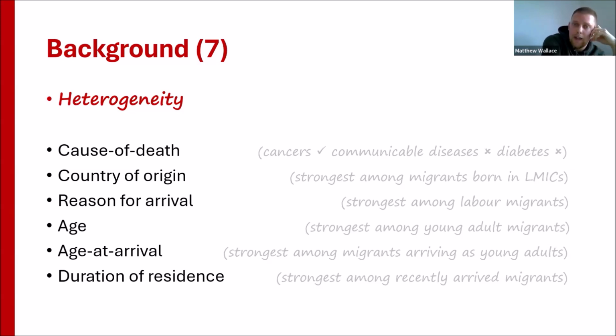We can think about migrant-specific characteristics like reason for arrival. You can imagine your risk of mortality and your health upon arrival might be very different if you're a highly skilled labour migrant arriving to take a job you've expected, compared to arriving because of political instability or war in your country and having endured a long, arduous journey. We can think about age as well as a classic demographic characteristic, and there's quite a bit of evidence now showing that the mortality and health advantages of migrants are strongest among young adult migrants. We also have age at arrival and duration of residence.